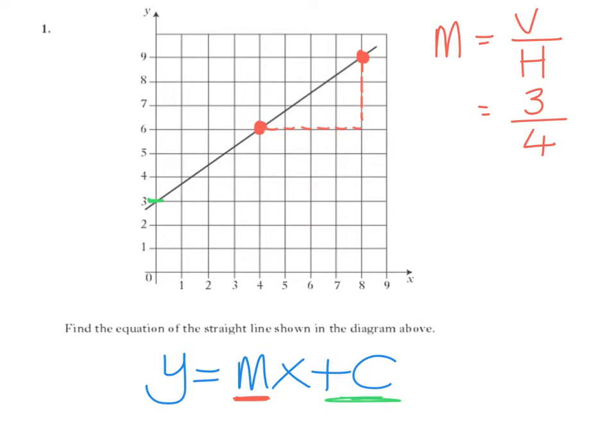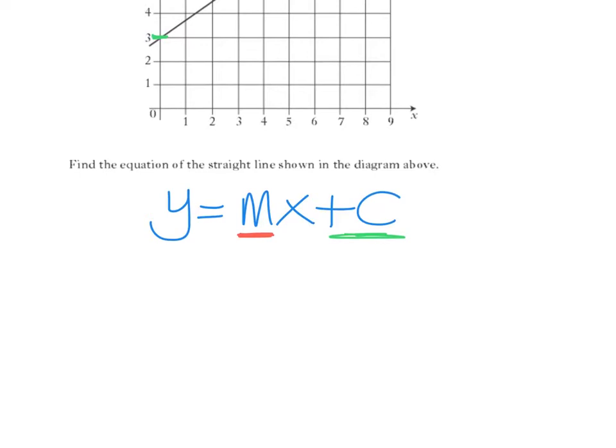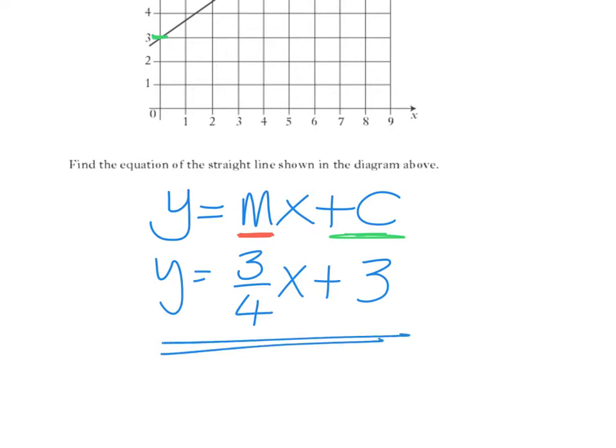So we can now substitute that into the straight line equation down at the bottom, y equals mx plus c, along with our y-intercept, which is still marked on our diagram. So that then gives us y equals m, the gradient, which was 3/4 x, plus the y-intercept, which is 3. That's now the equation of a straight line and the end of the question.